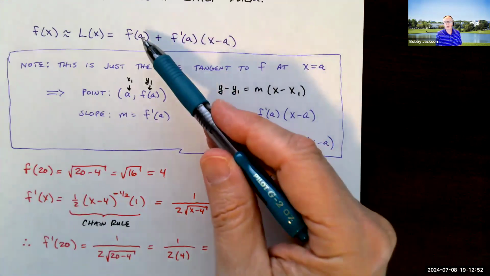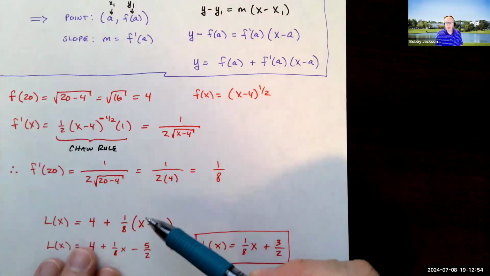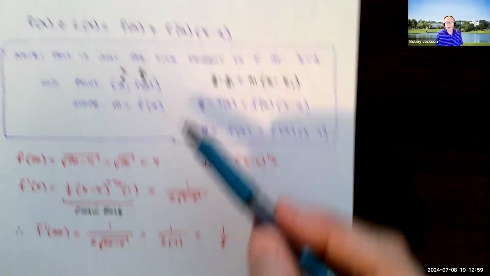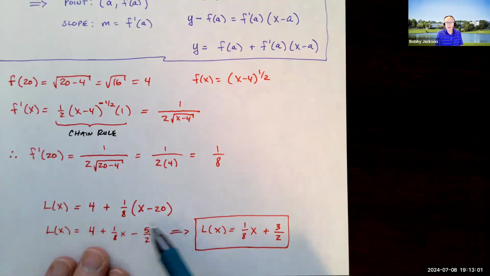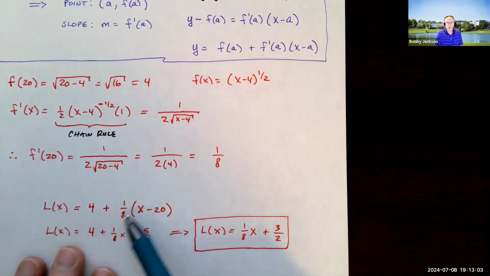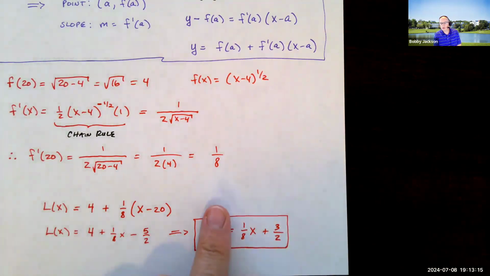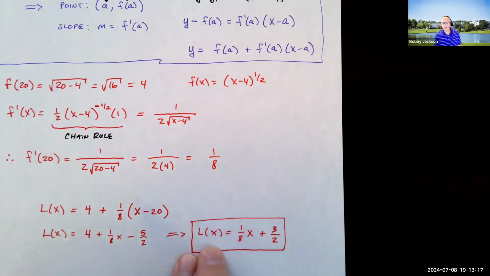Plugging in there, plus f prime of a is 1/8, x minus a is x minus 20. And so there it is. Now if I clean this up a little bit, distribute the 1/8 through, 1/8 times 20 is 20/8, which simplifies to 5/2. And then 4 minus 5/2 is 3/2. And so there is the linearization. I think in the problem, they just want you to enter that part of it. They give you the L of x there.